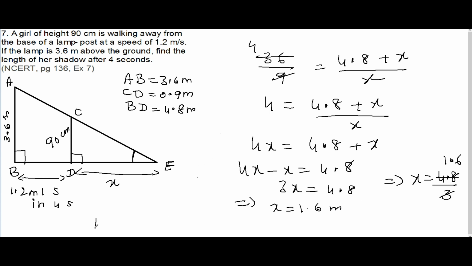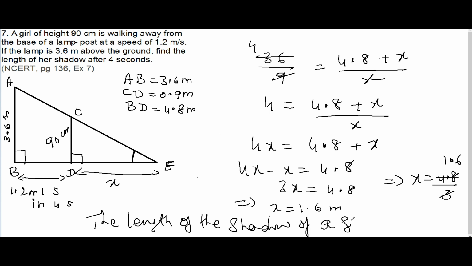So, we can say that the length of the shadow of the girl is 1.6 meter. This is most important, but also a simple sum, this one.